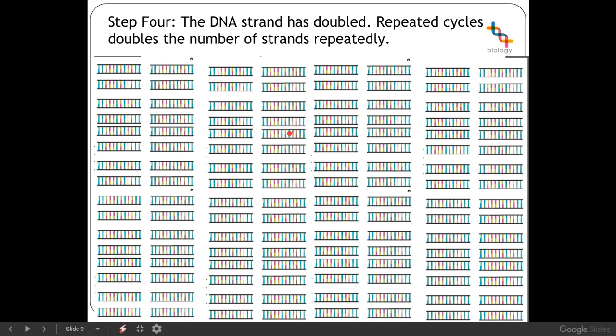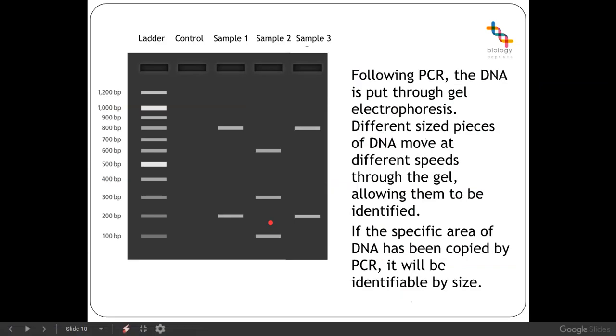If the testing tube, the initial DNA template that was put in, did not have the area of DNA that was complementary to the primers that we were able to copy, then it would not be able to make all of these copies of that section of DNA, so we wouldn't have that much DNA. So if that specific area of DNA has been able to be copied by the PCR, if it was present and the primers have bound to it and we've copied it, we've got lots and lots of copies of it, and as a result we're able to identify the pieces of DNA by size.